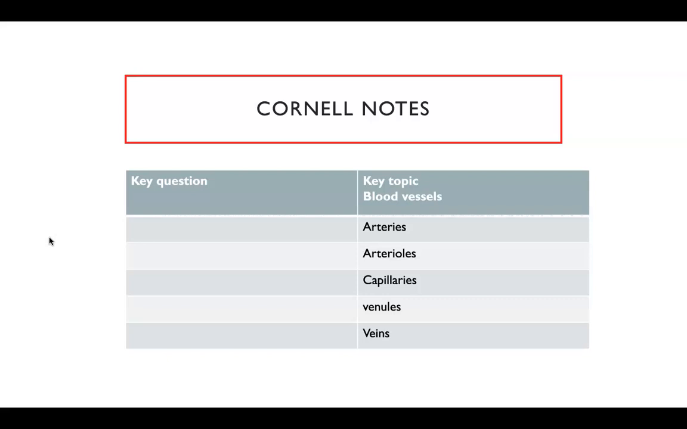So this is your Cornell Notes. This is how we should set our Cornell Notes up in our books. Okay, so we have got key topic, blood vessels, key questions on the left hand side. You'll split your page into two.